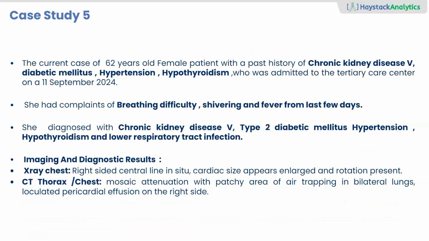Next slide. Another important case study is a chronic kidney disease patient with diabetes, hypertension, and hypothyroidism. So all are predisposing factors. Breathing difficulty, shivering, and fever for the last few days. Imaging diagnosed results: X-ray chest with right-sided central line in situ, CT thorax chest showing mosaic attenuation with patchy areas and air trapping in bilateral lungs. So next slide, please.